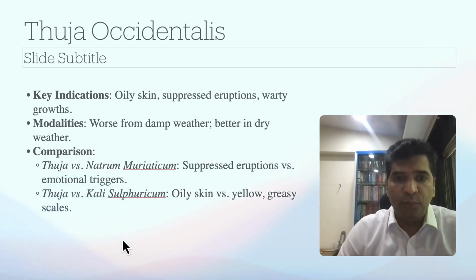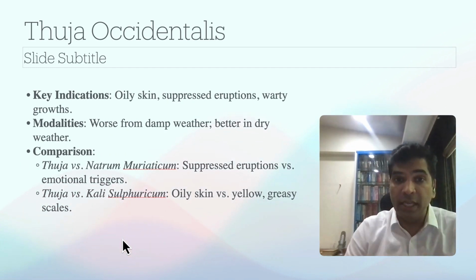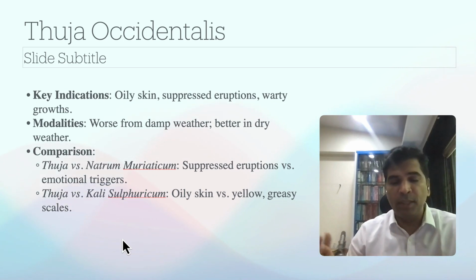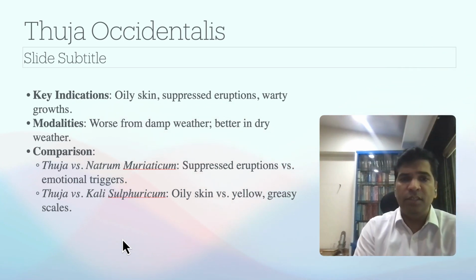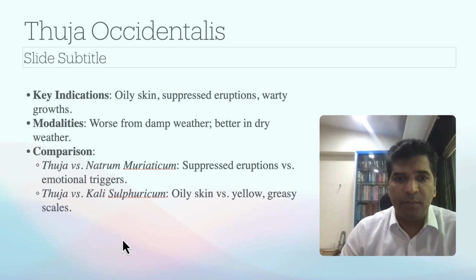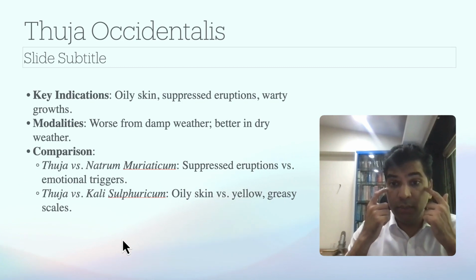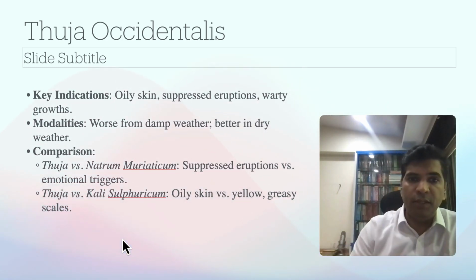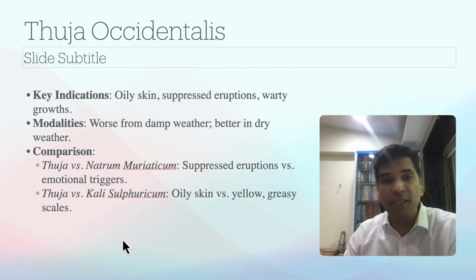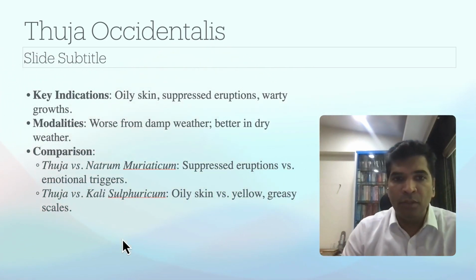Then we have Thuja occidentalis. Oily skin, very oily. The skin is only shiny. Suppressed eruptions. Sometimes you will see warts on the skin, on the neck. So these are the ruling factors for Thuja. I have seen many times Thuja has warts around the eyes also, here on this side. Worse from damp weather. So damp weather, humid weather, Mumbai weather especially, where you get hotness also, but with that humidity, a damp weather, rainy season, you get the Thuja remedy. Better in dry weather.